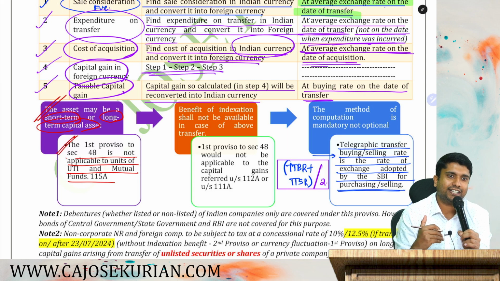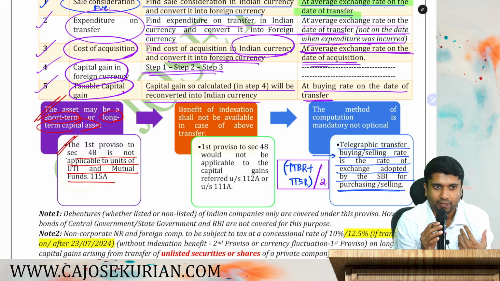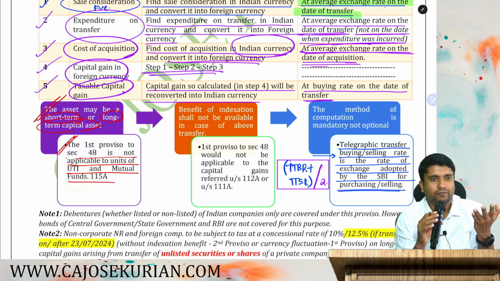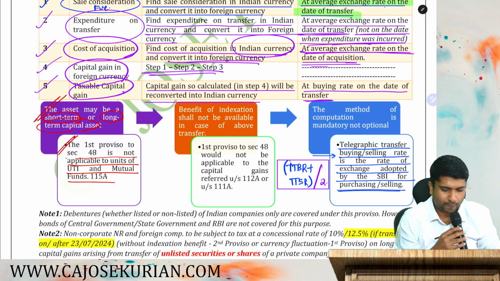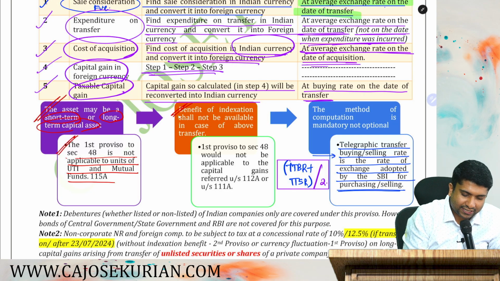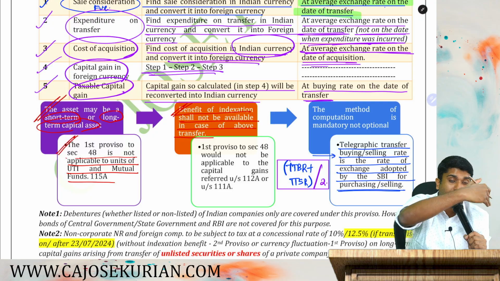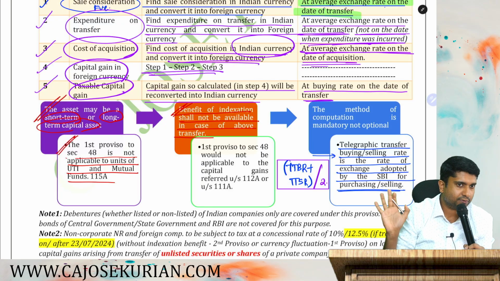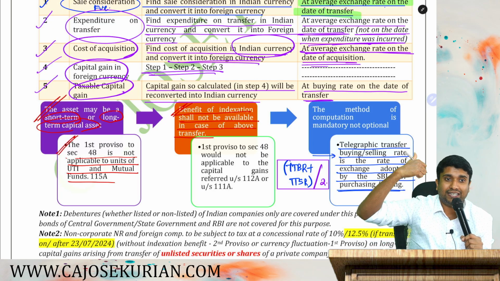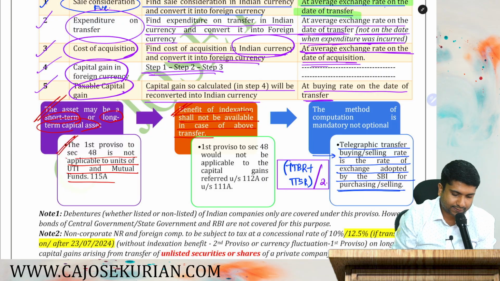Obviously, only for shares and debentures this provision will be applicable. You don't have to convert or reconvert the capital gain on transfer of mutual funds as well as UTI units. Then, benefit of indexation shall not be available in the case of the above transfer. While doing the above transfer, you cannot claim the benefit of indexation. Not permissible. You are not supposed to claim the benefit of indexation in such circumstances.